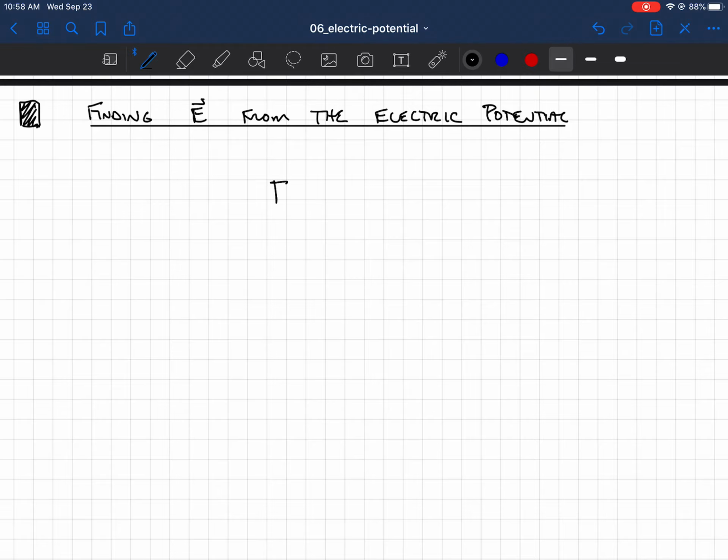The definition of the electric field given a potential is that it's equal to minus the gradient of the potential function. And maybe I should make this a little bit more specific, which is to say that I'm looking for the electric field vector at a point in space, position r, and I take the gradient of the potential function, which is a scalar value at every point in space there.